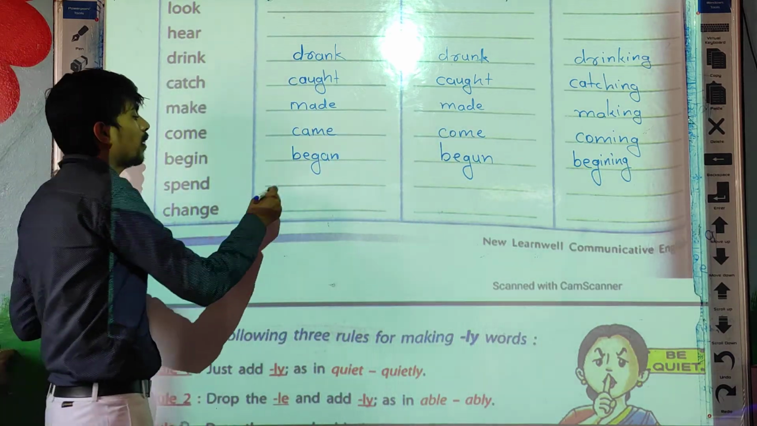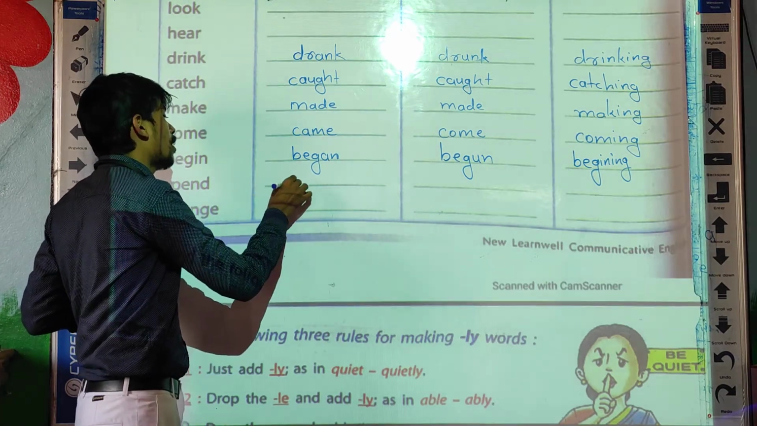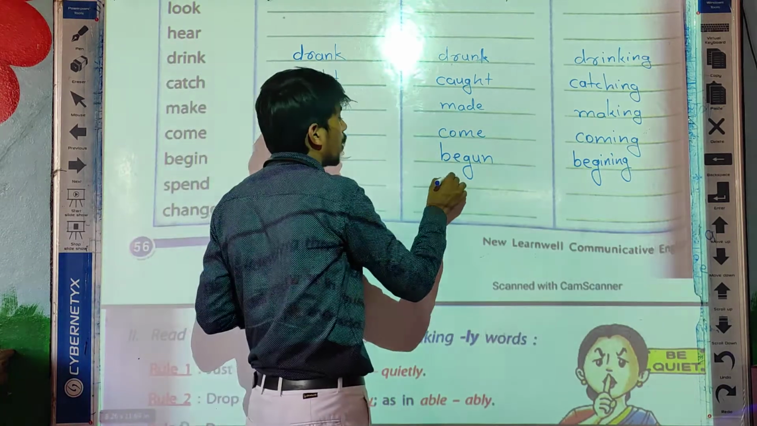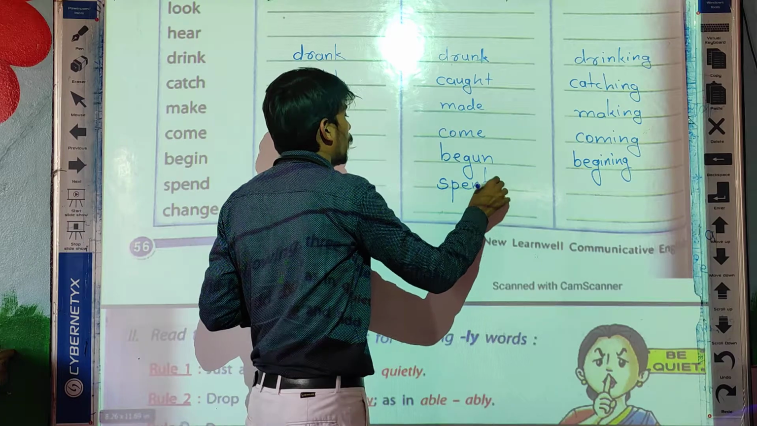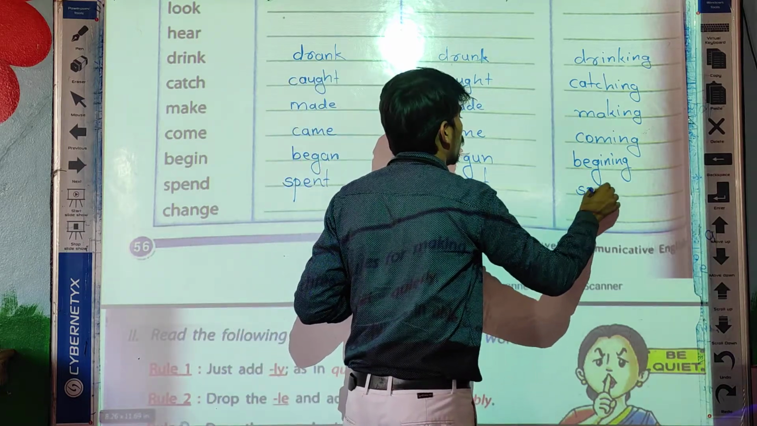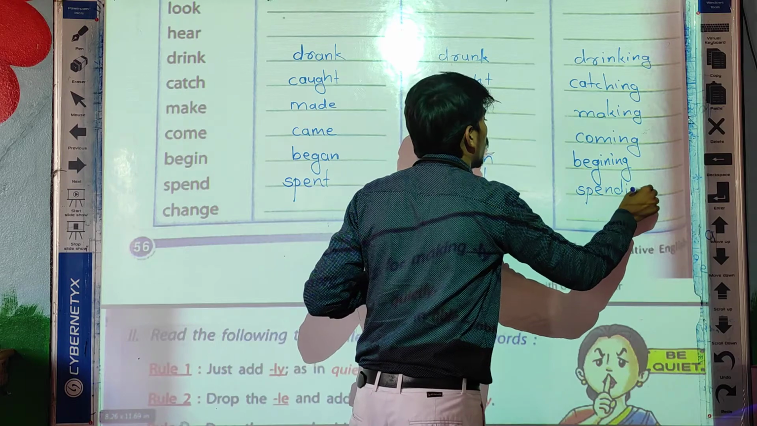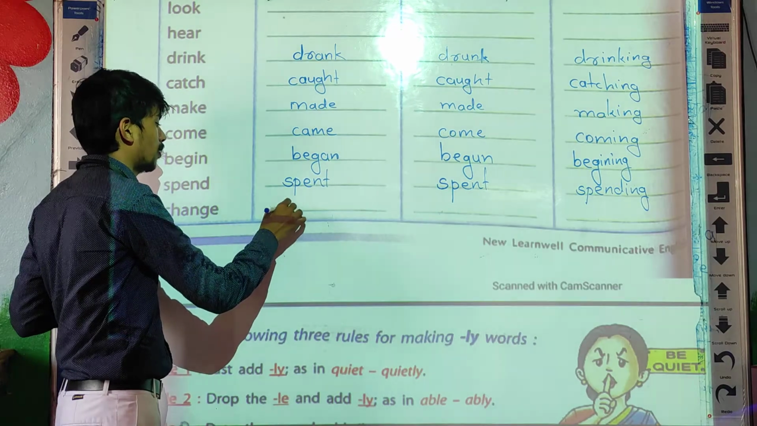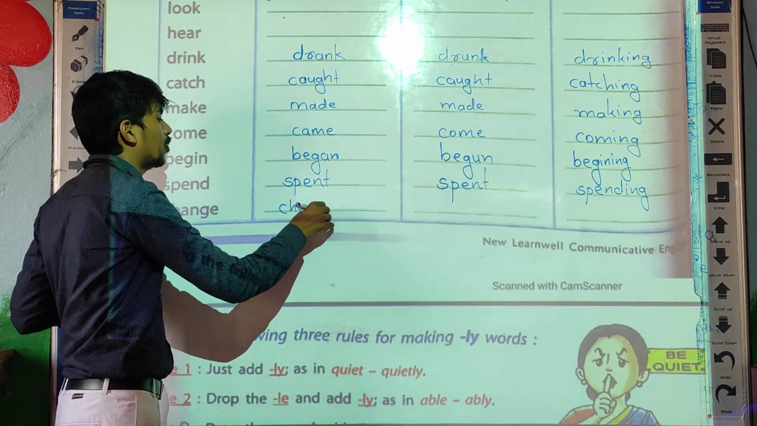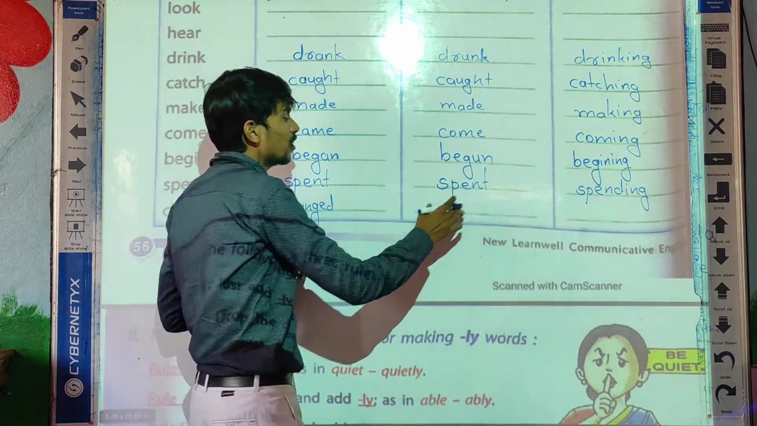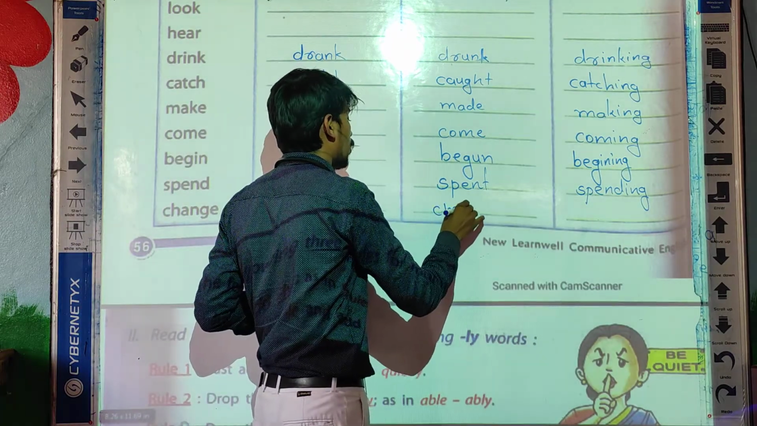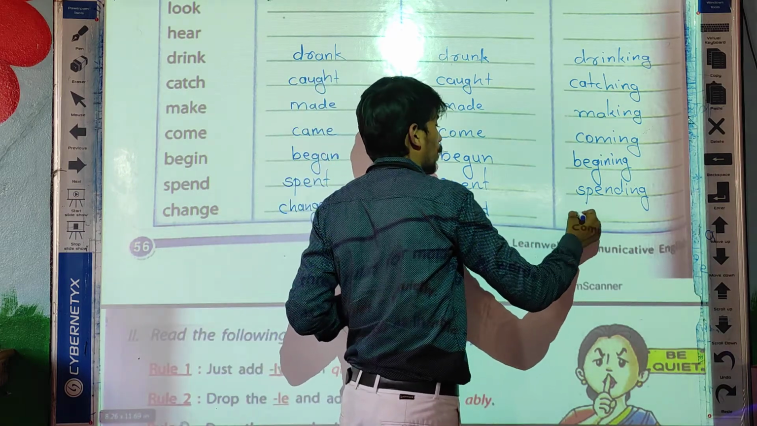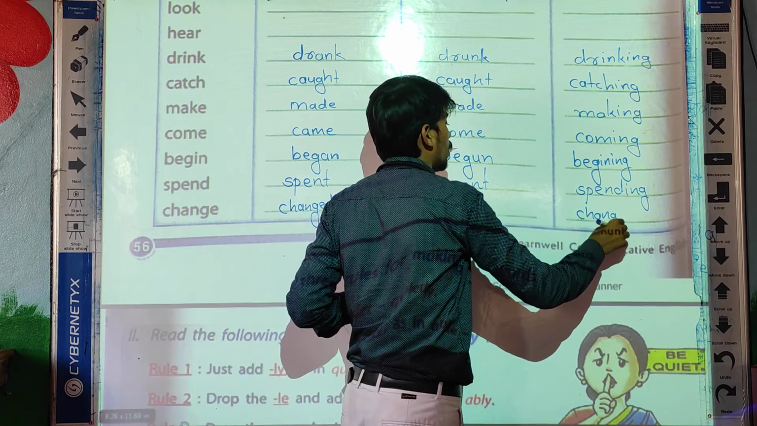Next. Spend. Past of spend? Spent. Past participle also spent. Present participle spending. And the last action word. Change. Change. Past participle also change. And present participle changing.